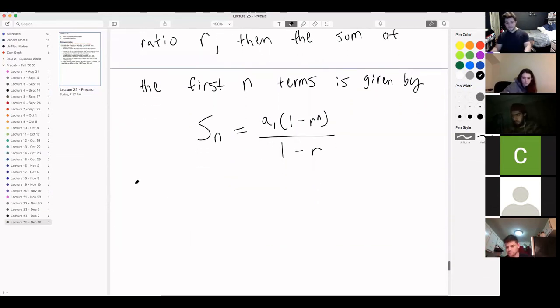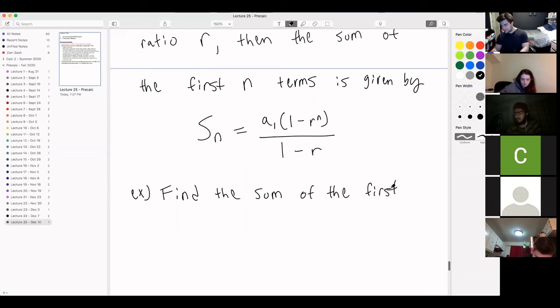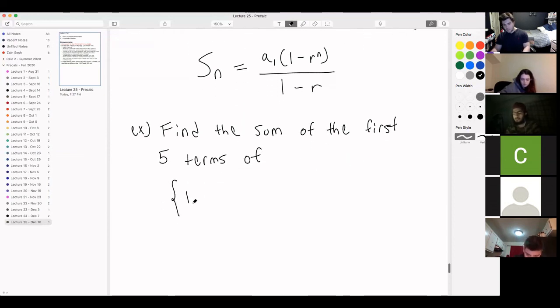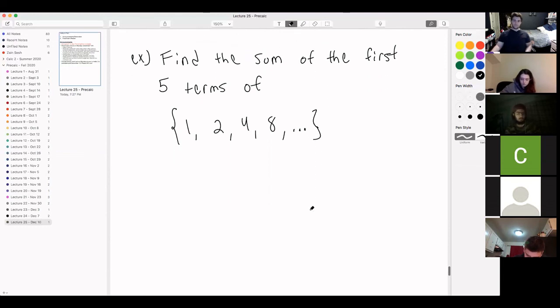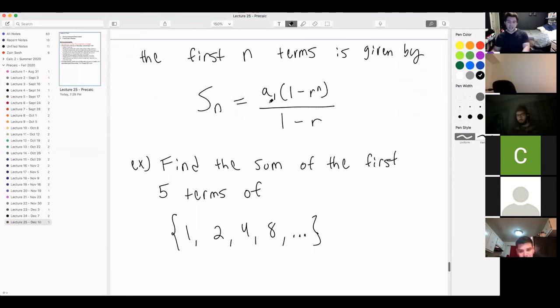All right, so let's just do an example. Find the sum of the first 5 terms of this sequence: 1, 2, 4, 8, and so on. You necessarily have to use the formula. I don't want you to just list out the first 5 terms and add them yourself. I want you to demonstrate that you know how to use the formula. If you just add them together, that really won't be an acceptable answer. So what do we need for the formula? We need a1, r, and n.